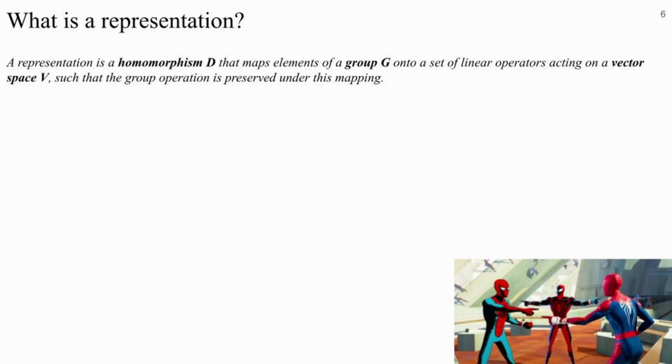Before going into a concrete example of a group, I wanted to introduce another concept, which are representations. A representation of a group is a homomorphism that maps each element of the group onto a set of linear operators that act on some vector space V. The key part of this definition is that the linear operators are preserving the way the group operates, which kind of points back towards the fact that D is a homomorphism.